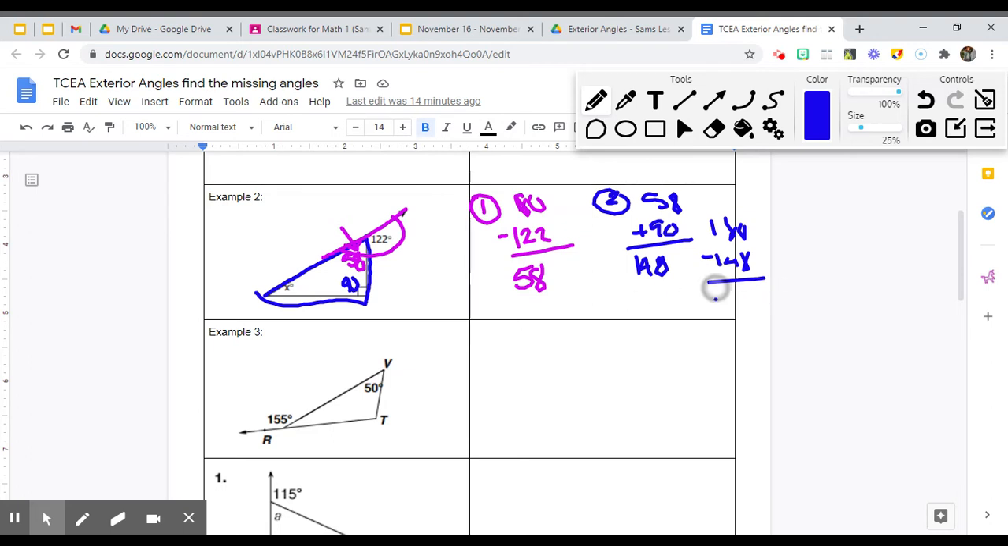And we get 32. So the x value down there, after I use my straight line and then I use my angles in my triangle, I got that x is equal to 32. Okay, so let's take a look at the next one.